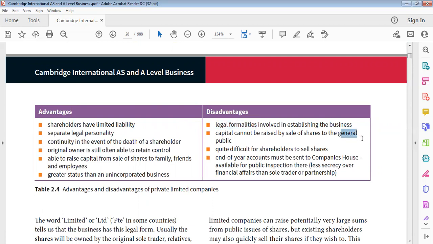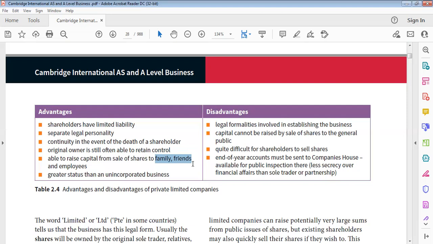And you cannot sell to the general public. So that is a problem. Since you cannot sell to the general public, maybe you cannot raise enough money, right? Yes, you can sell to family members, yes, you can sell to friends, but how much can you raise? Maybe you have 5 family members, maybe you have 10 friends. So the money you can get from them is very limited, maybe $5,000 or $10,000.